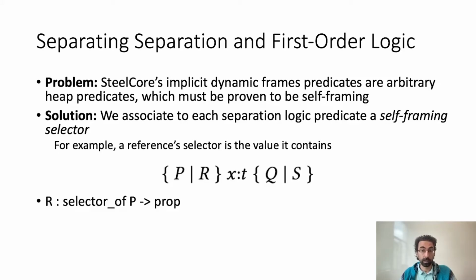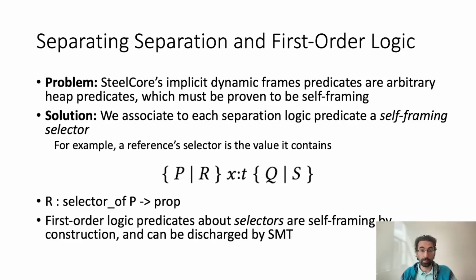And building upon this, we propose a new formalism based on quintuples, where P and Q are separation logic assertions, and R and S are selector predicates. For instance, R is a proposition that can only access the selector of P. And selector predicates are therefore self-framing by construction, and we can abstract away the complex self-framing requirement from the user and the solver. So first-order logic selector predicates, for instance, relating reference values in swap, can then be easily encoded to SMT. And in the paper, we provide the full calculus using quintuples and prove it sound with relation to Steel Core.